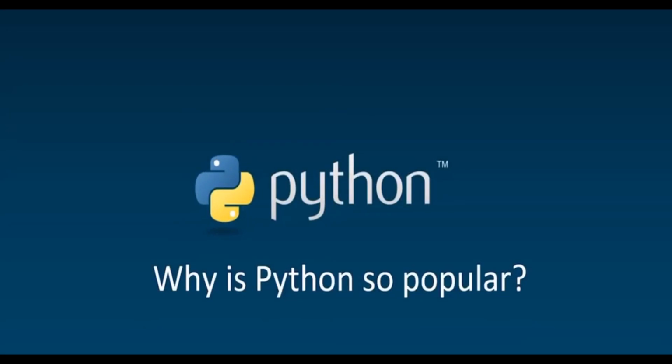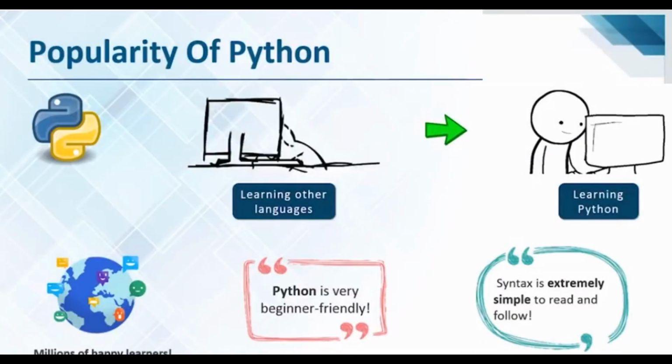So now, why is Python so popular? The popularity of Python is due to its simplicity. In earlier times of programming languages, learning other languages was too boring and too difficult, with hard syntaxes and commands, while Python learning is very easy. The syntax is extremely easy and simple to read and follow. That's why there are millions of happy learners in the world who learn the Python language.